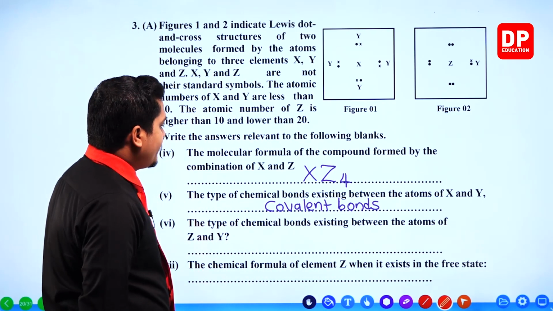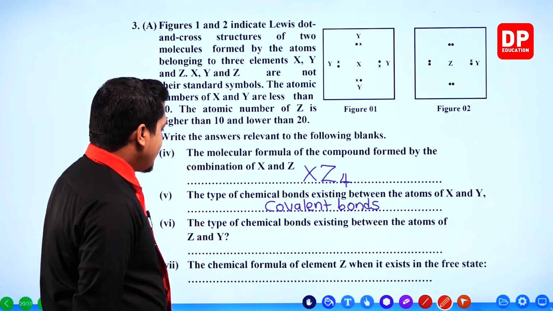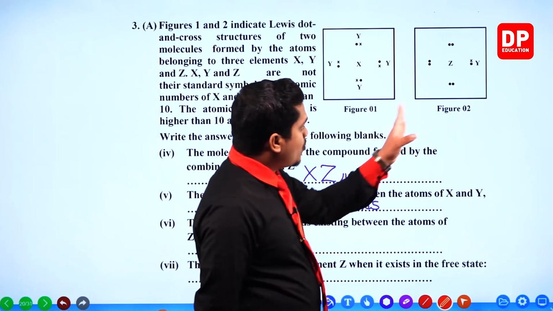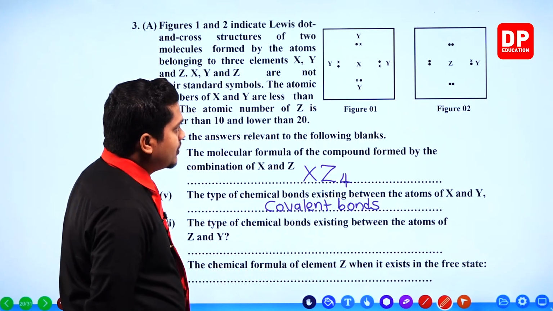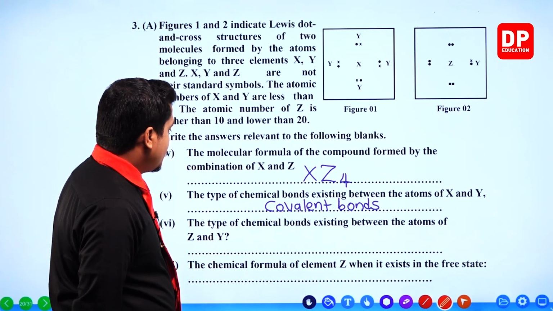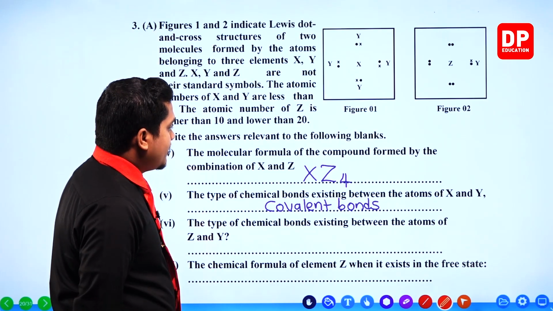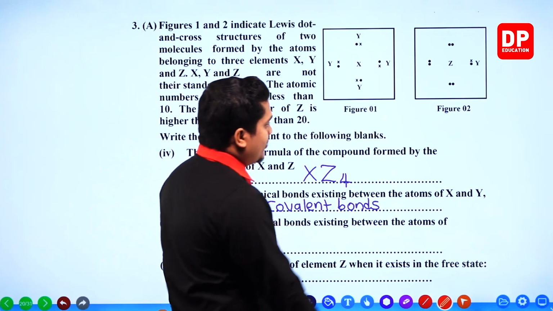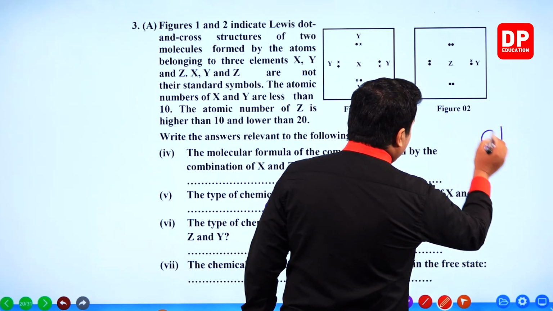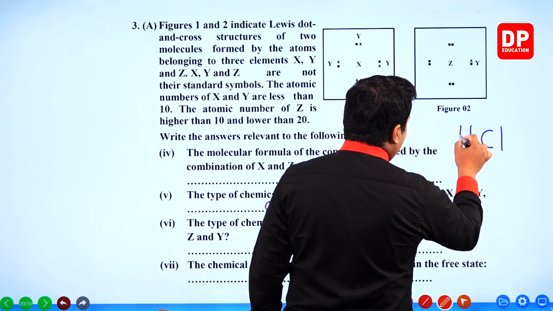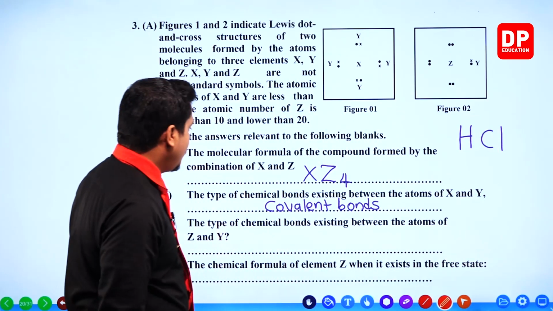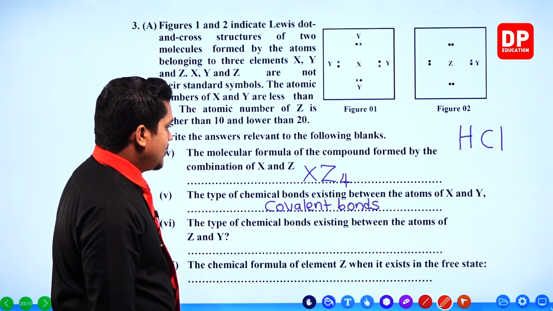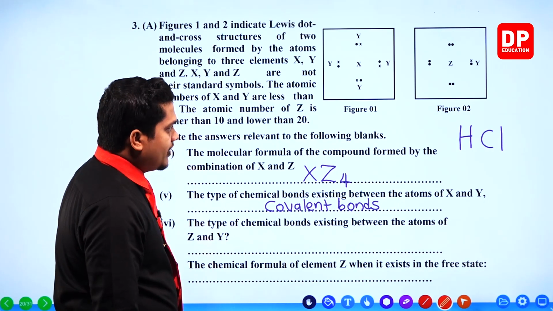Next one, the type of chemical bonds existing between the atoms of Z and Y. So Z and Y, my dear children, right? Here, once again, those things are covalent because Z, we know that it is chlorine, and Y, here, hydrogen, right? So hydrogen and chlorine, those things are also covalent.